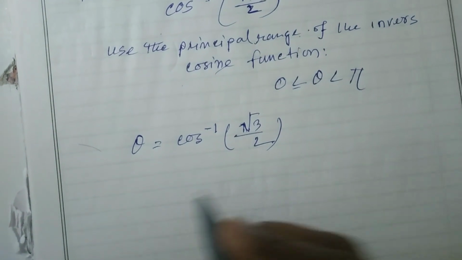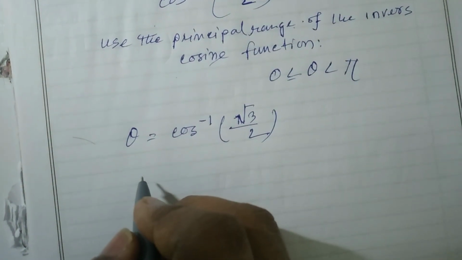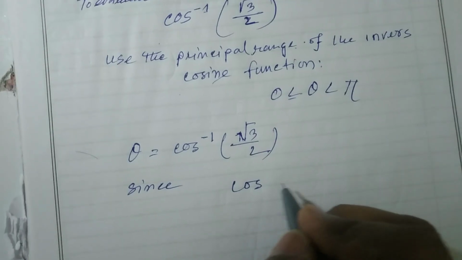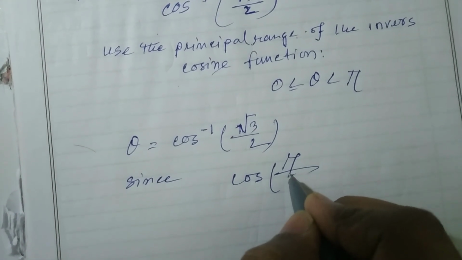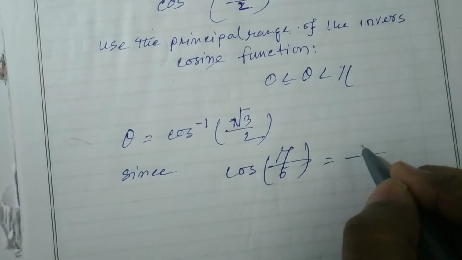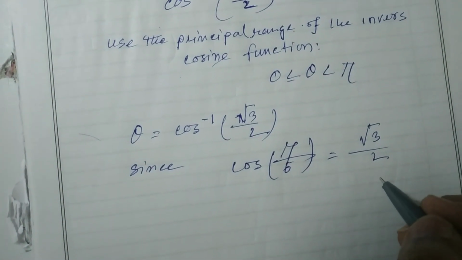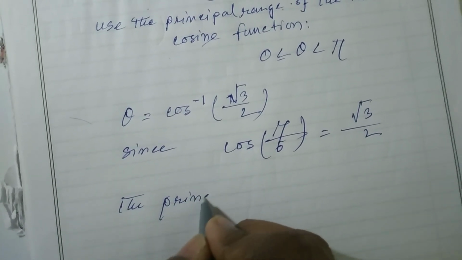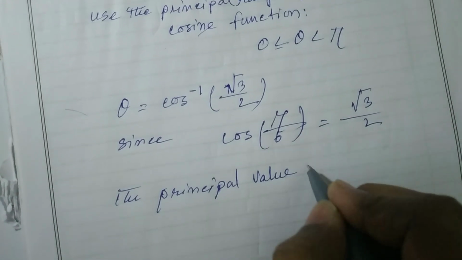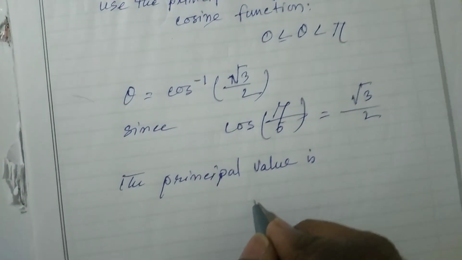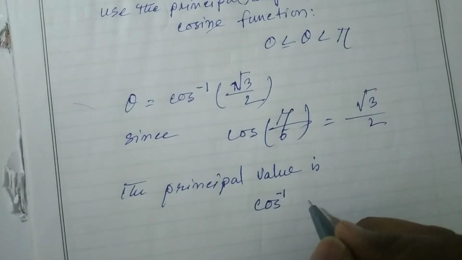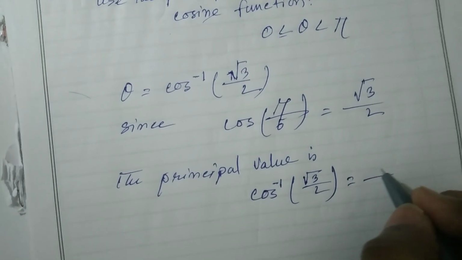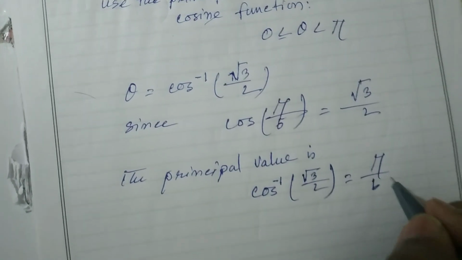Now, since cos of pi divided by 6 equals root 3 divided by 2, the principal value of cos inverse of root 3 divided by 2 is pi divided by 6.